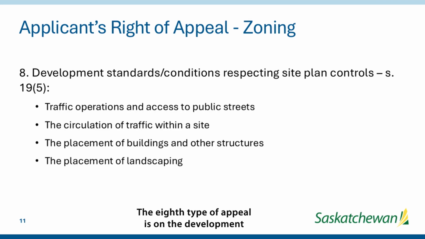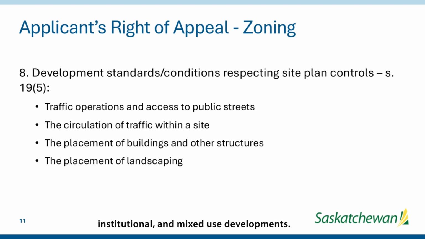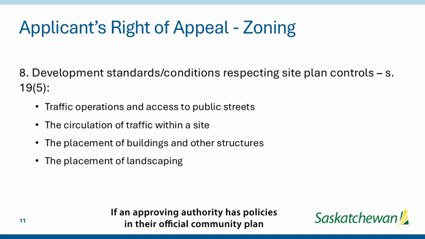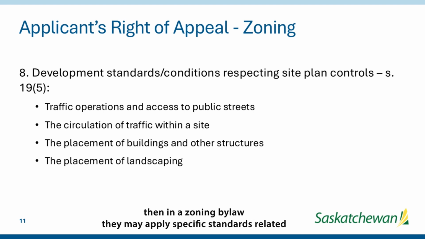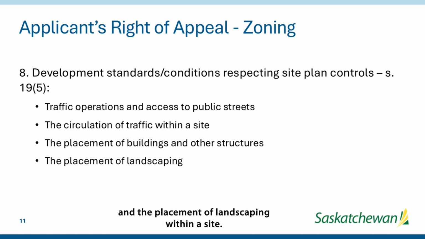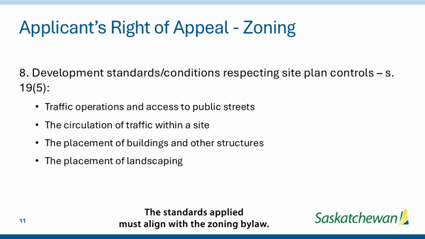The eighth type of appeal is on the development standards respecting site plan controls for commercial, industrial, institutional, and mixed-use developments. If an approving authority has policies in their official community plan respecting site plan controls, then in a zoning bylaw, they may apply specific standards related to traffic operations and access to public streets to and from the site, the circulation of traffic within a site, the placement of buildings and other structures within a site, and the placement of landscaping within a site. The standards applied must align with the zoning bylaw.